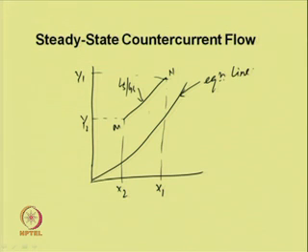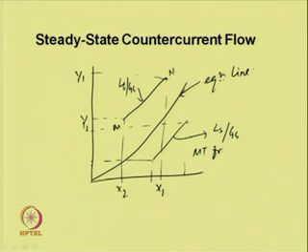So, if the solute transfers from the gas phase to the liquid phase, then the operating line is above the equilibrium line. If solute is transferred from liquid to gas, then the operating line will be below the equilibrium line. So, this is also with the slope Ls by Gs and mass transfer from liquid to gas phase.